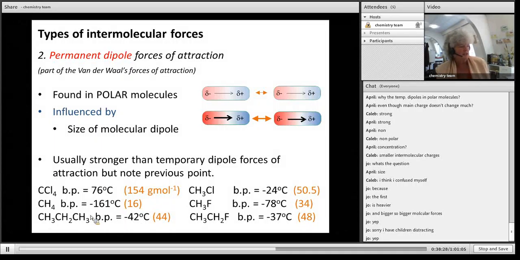And then the same thing here. We've got a slightly longer molecule, propane, which is pretty much non-polar. Anything with a dipole of less than 0.5 is considered non-polar, actually. Similar mass, 44 to 48, but you'll see there is this difference. This one has a higher boiling point because of the fluorine. The fluorine just makes it slightly more polar, and so it'll have that permanent dipole force of attraction.